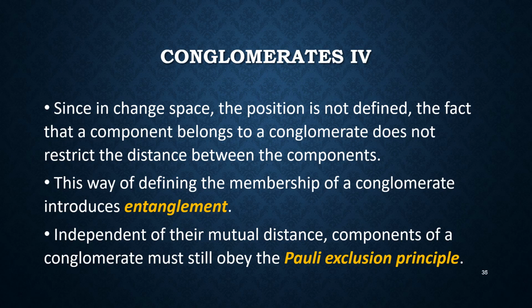Since in change space, the position is not defined, the fact that a component belongs to a conglomerate does not restrict the distance between the components. This way of defining the membership of a conglomerate introduces entanglement. Independent of their mutual distance, components of a conglomerate must still obey the Pauli exclusion principle.